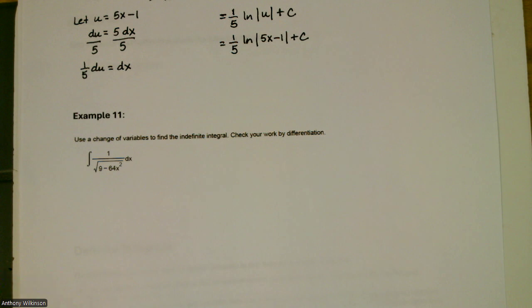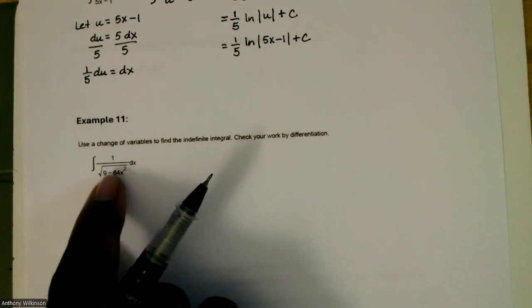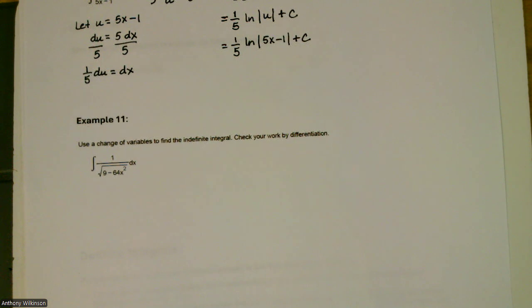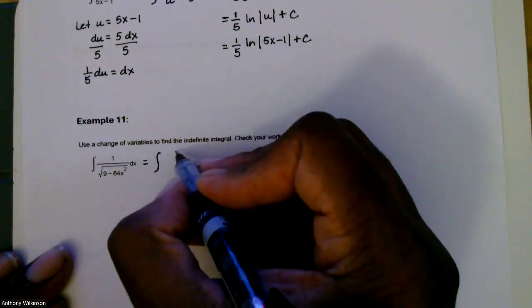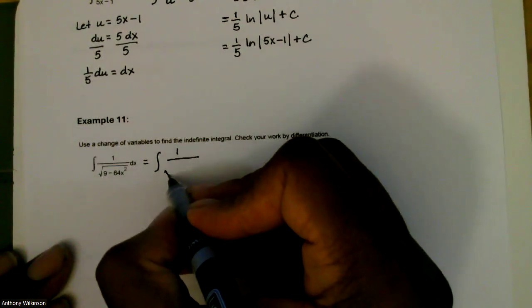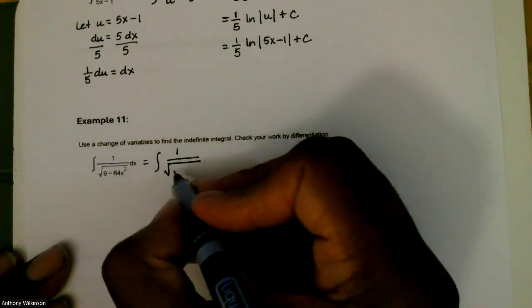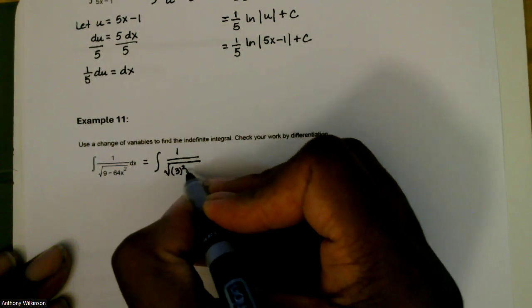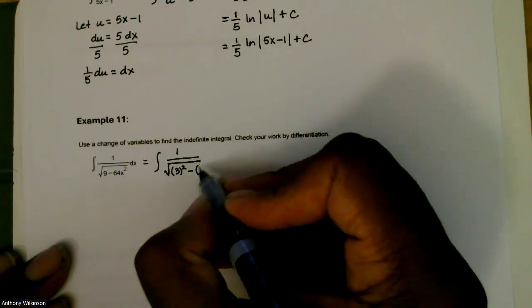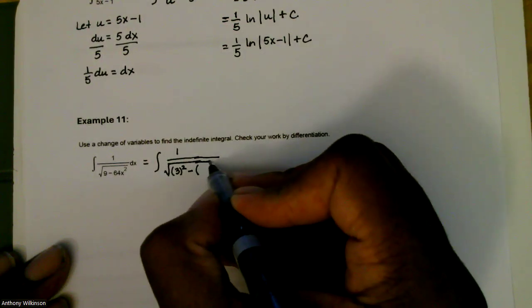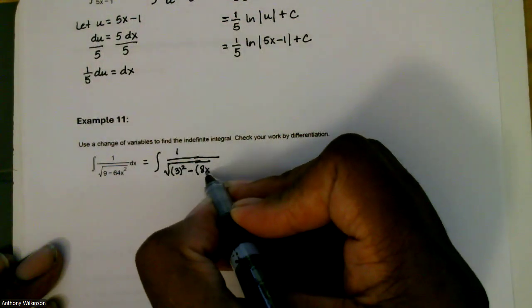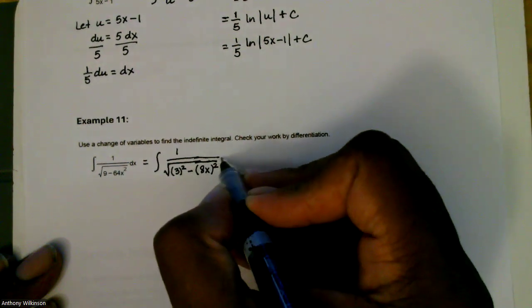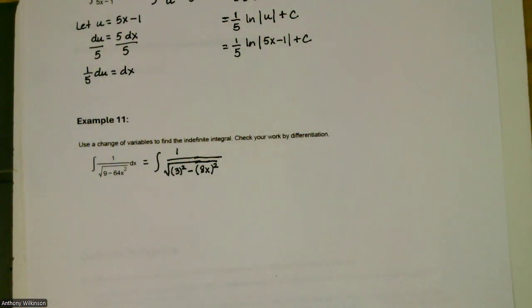Okay, by looking at this, I see that 9 is a perfect square and 64 is a perfect square. So here, I'm going to write this as this. The integral of 1 divided by the square root of that 9, I can write that as 3 squared, since 3 squared is 9. The 64, well, 8 times 8 is 64, so I can write that as 8x, and then that's going to be squared.